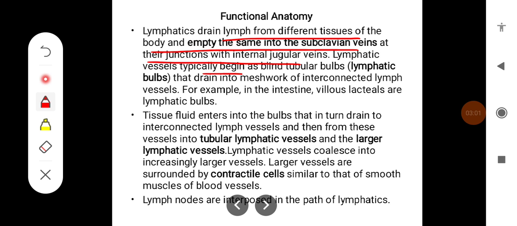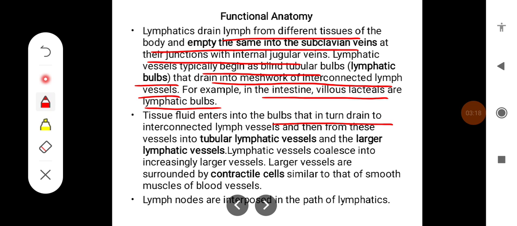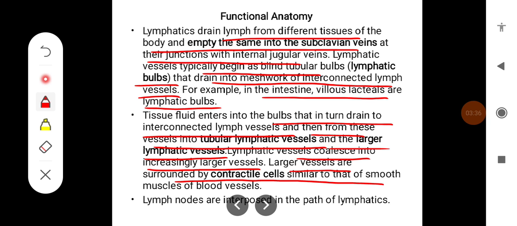The lymphatic vessels typically begin as blind tubular bulbs, called lymphatic bulbs, that drain into a meshwork of interconnected lymph vessels. For example, in the intestine, villus lacteals are the lymphatic bulbs. Tissue fluid enters into the bulb, which in turn drains into the interconnected lymph vessels, and then from these vessels into tubular lymphatic vessels and the larger lymphatic vessels. Lymphatic vessels coalesce into increasingly larger vessels. Larger vessels are surrounded by contractile cells similar to the smooth muscles of blood vessels. Lymph nodes are interposed in the path of lymphatics.